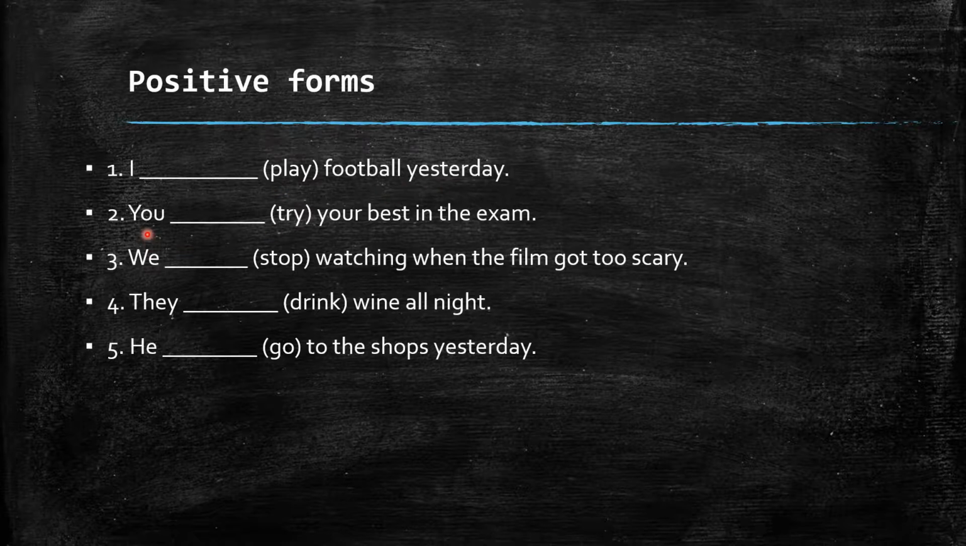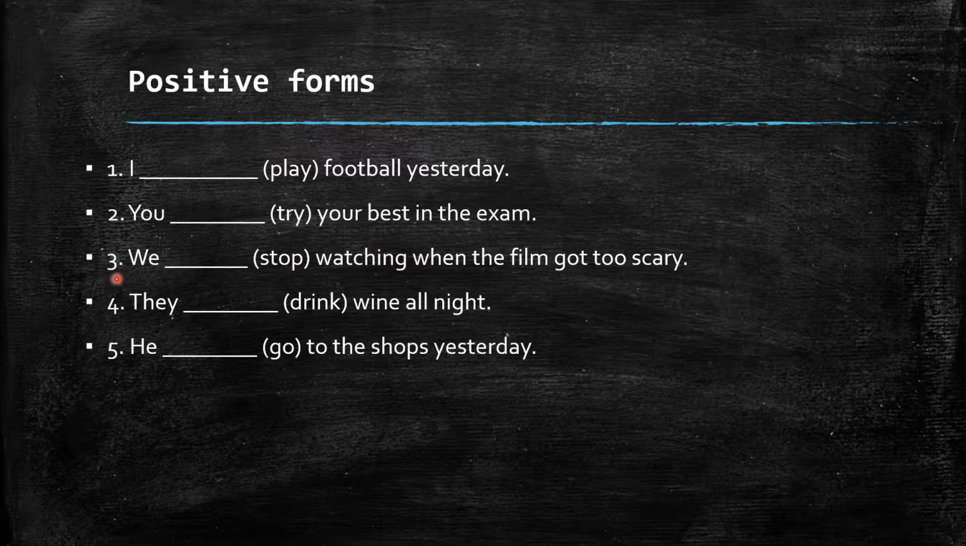For number 2, you, and the verb here is try your best in the exam. Now going back to the rules, this verb here, it ends in a Y. So what do we need to do to change that, to make it into the past simple? That's right, we change the Y for an I and then add ed. So it would be you tried your best in the exam.